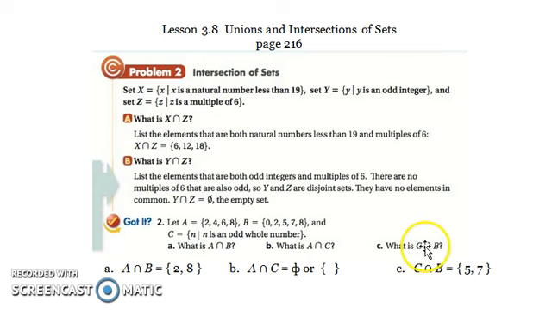Okay, and then C wants to know the intersection of C and B. So the intersection of C and B would be any of the odd numbers, which is just 5 and 7. 0, 2, and 8 are not odd. And all of C has to be odd numbers, so just 5 and 7. So all you're doing is listing, when you're looking for an intersection, what they have in common.